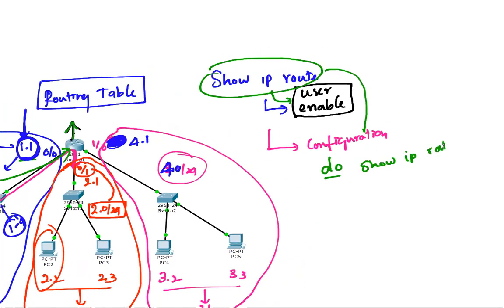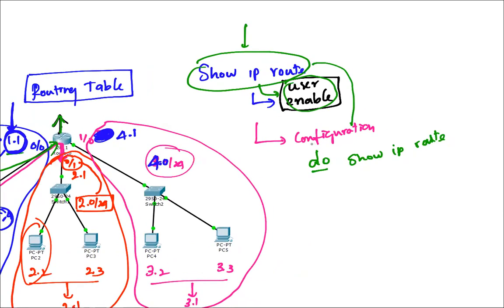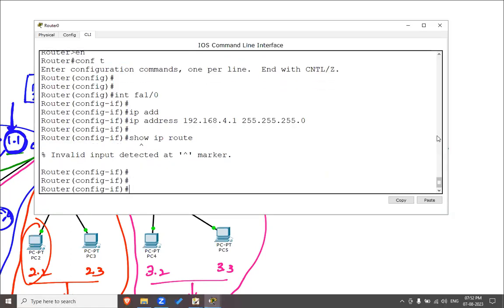If you are using the command in user and enable mode, you can use show IP route, no issues, it will work. If you are using the command in configuration mode, just add the word do and say, I want to execute this enable mode command in the configuration mode. So I give do show IP route. Listen here: do show IP route.